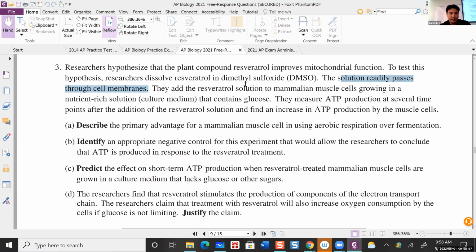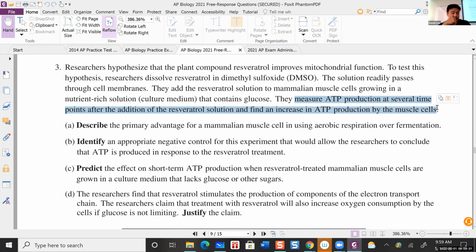Okay? So they added the compound solution to mammalian muscle cells growing in nutrient-rich medium containing glucose. So I guess that's your experiment, right? You want to see what this compound does to the muscle cell. How does it improve mitochondrial function? Okay, so they measure the ATP production at several time points after the addition of the compound solution and find an increase in ATP production.